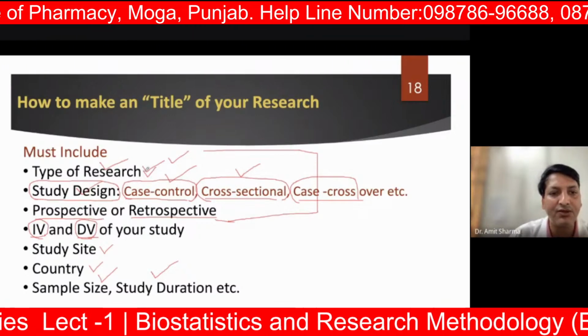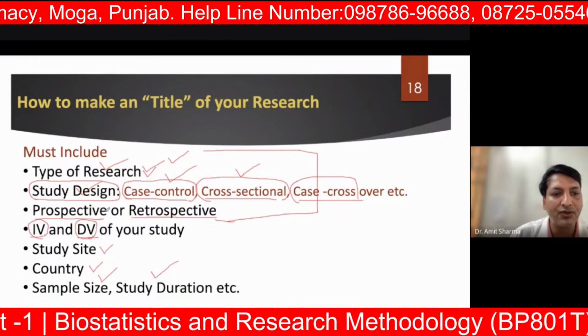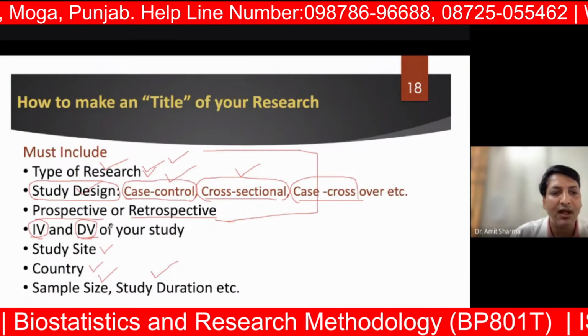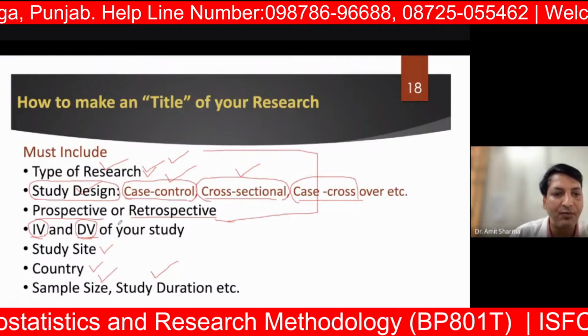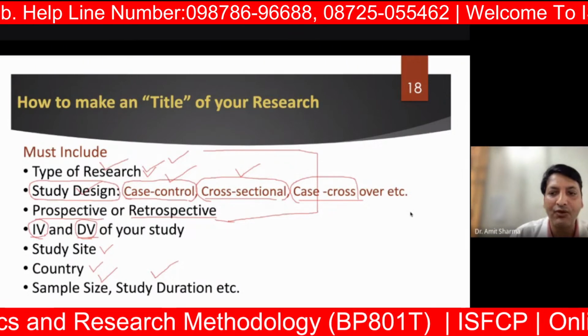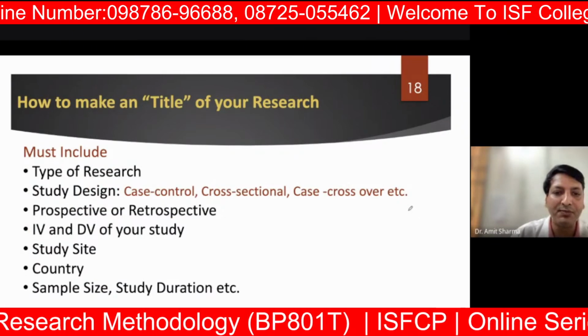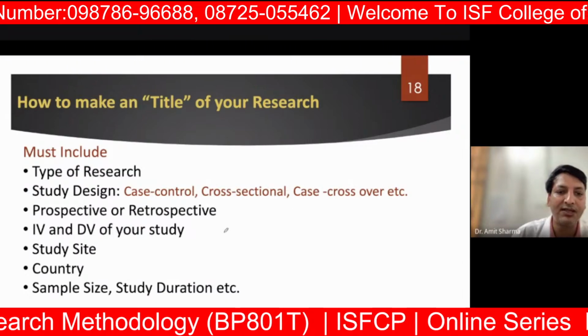It is not necessary that you add all these things, that you add the type of your research work, the study design, and also retrospective or prospective. I have written 6 or 7 points on the slide. Out of these 6 or 7, you can opt for at least 3 or 4. And if you want, you can use all 7. That is much better. But if not, at least add those.